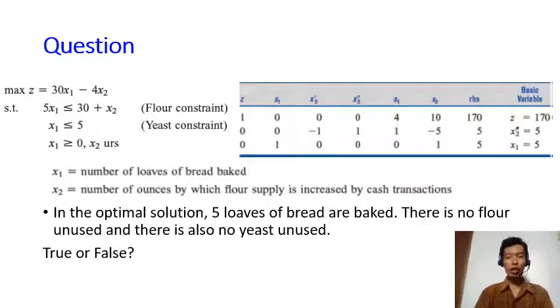Okay, now let's take a look at the optimal solution of the problem that we just solved in this video. So this is the formulation of the problem. This is the optimal table, and this is the definition of the decision variables. Now here's the statement. In the optimal solution, 5 loaves of bread are baked. There is no flour unused and there is no yeast unused. Is this statement true or false? As usual, I will give you the answer after the pause on the video to give you the time to really think about the answer.